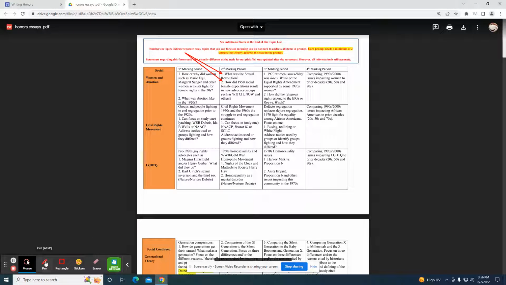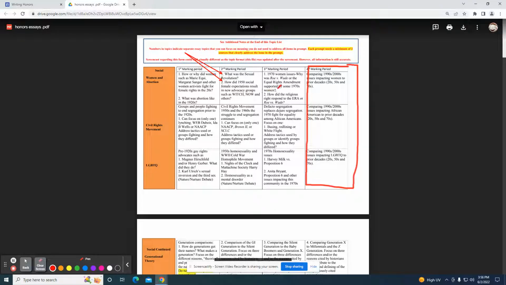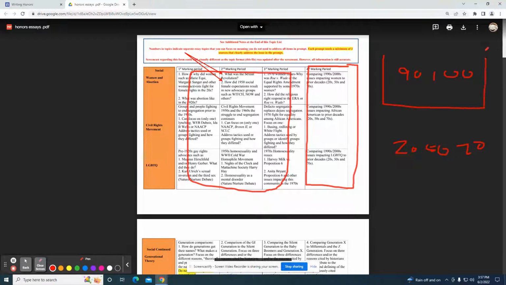Fourth market period essay. We're going to start off looking at all three of these together. So you need to think about everything that you looked at and researched in this section here, because you're comparing the 1990s and the 00s to prior decades. So you want to go back to the 20s, 50s, and 70s. And you're probably going to structure this in 2 paragraphs minimum.